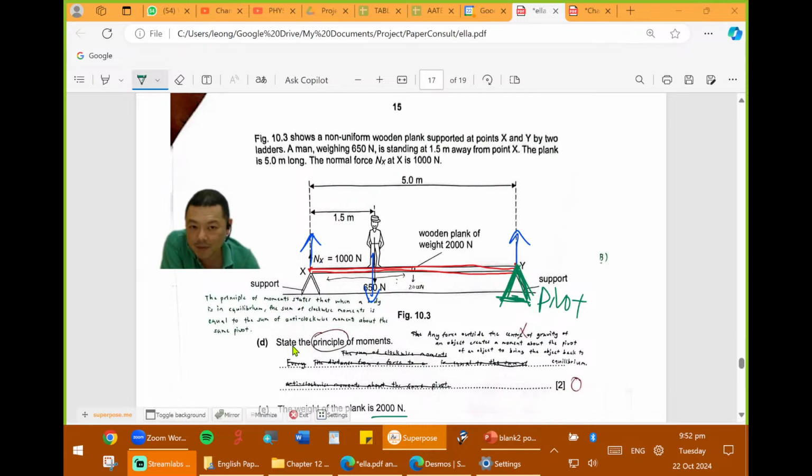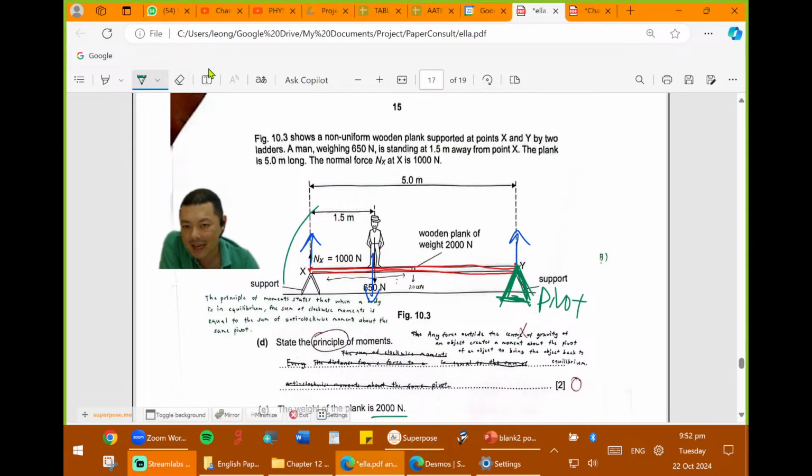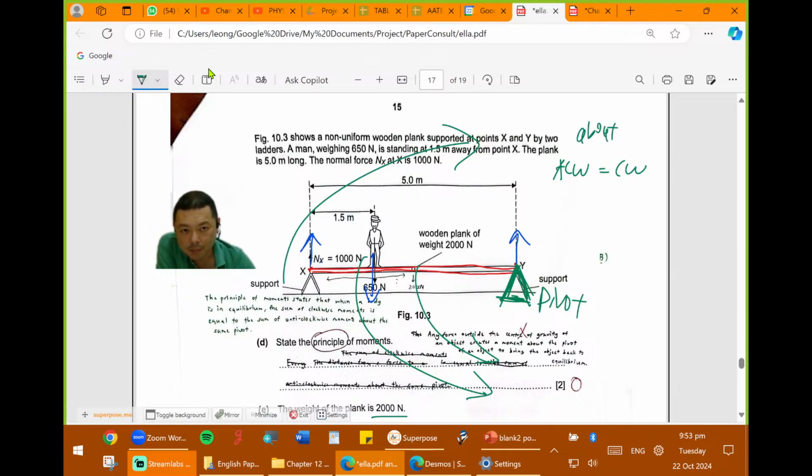So if you do take pivot at Y, what sort of moment is X? What sort of moment is the weight of the man? What sort of moment is the weight of the plank, wherever it is? Because wherever it is, it's on the left side of the pivot, right? So it's going to be anti-clockwise, right? Okay. So then we do ACW equals CW about pivot Y, right? Then we do ACW equals CW.